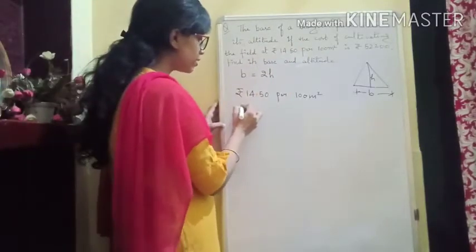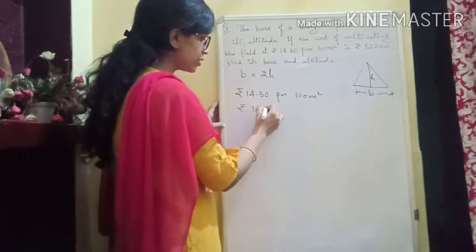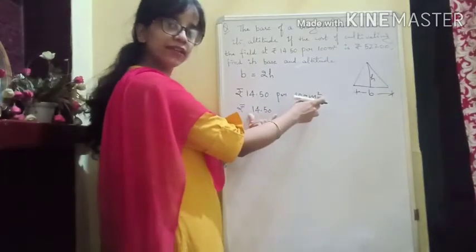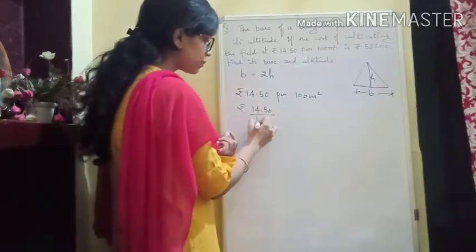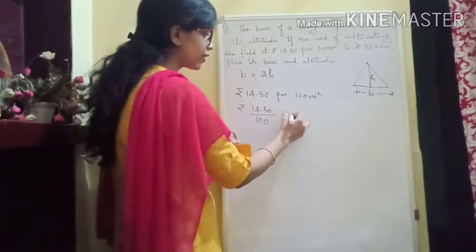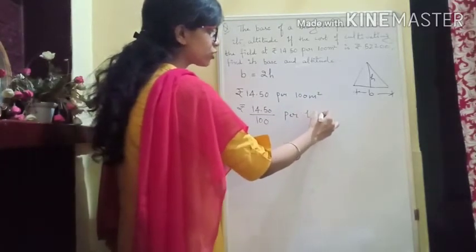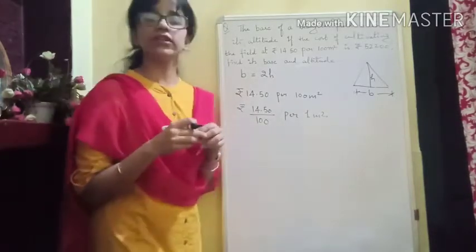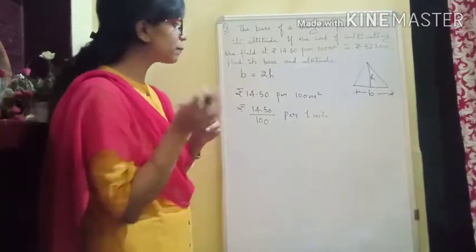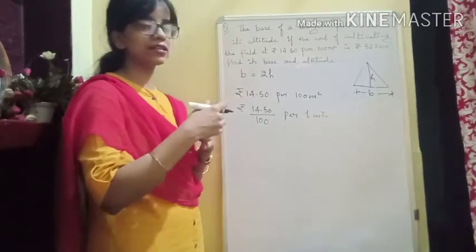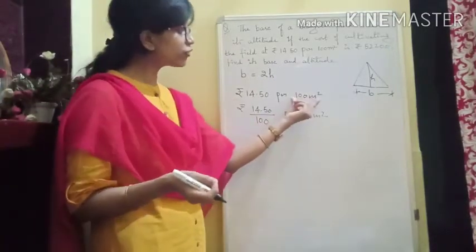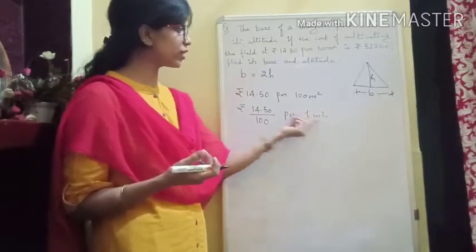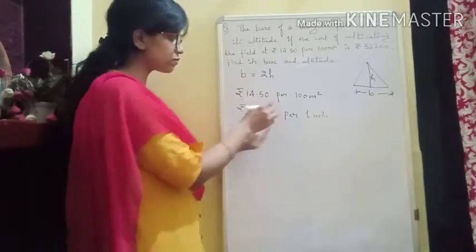What to do? Simply, this 14.50 is the cost per 100 meter square. To calculate per meter square, we just have to divide it by 100, and that will give you the cost per 1 meter square, because we are calculating the cost to cultivate the field per meter square. So instead of taking 100 meter square, we are taking it as 1 meter square, and that's how we have divided the total cost by 100.